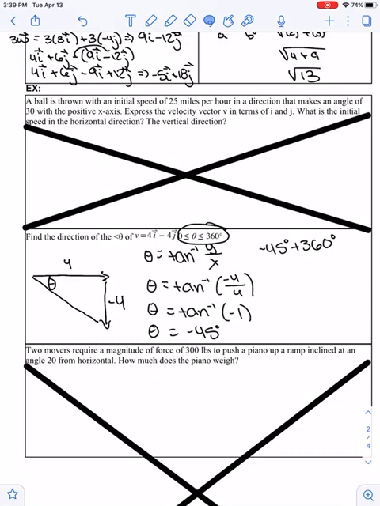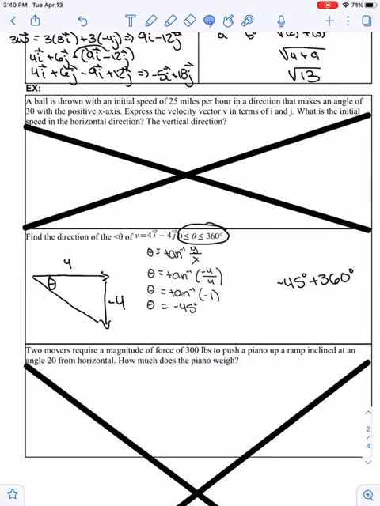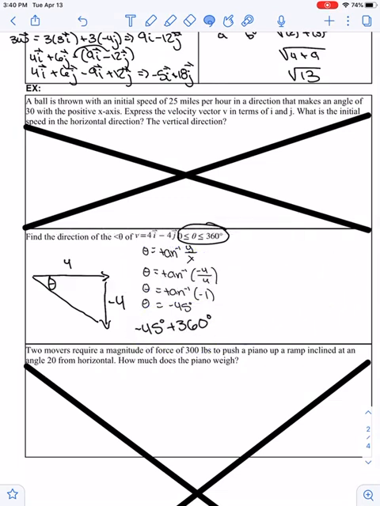equals, let me get my calculator, 315 degrees. I'm going to shrink this down a bit to fit that in. That didn't do what I wanted. Okay, move this over and say equals 315 degrees. And that's it. All right, let me know if you have any questions.